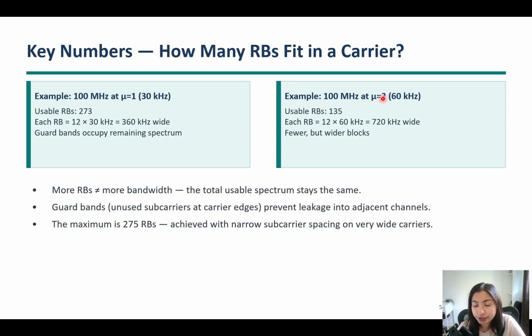Similarly, for mu equal to 2, that is 60 kilohertz subcarrier spacing, the usable number of resource blocks that the standard defines is 135. Similar to mu equal to 1, the rest of the resource blocks are used for guard bands. Thus, more resource blocks doesn't actually equal more bandwidth, because in both cases the bandwidth of the channel that's allocated to the UE remains the same at 100 megahertz. But since the numerology is different, since the subcarrier spacing is different, the number of usable resource blocks differs.